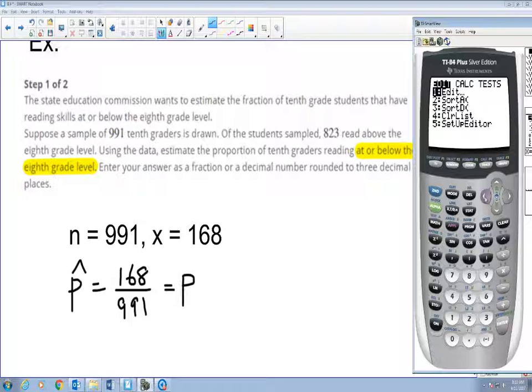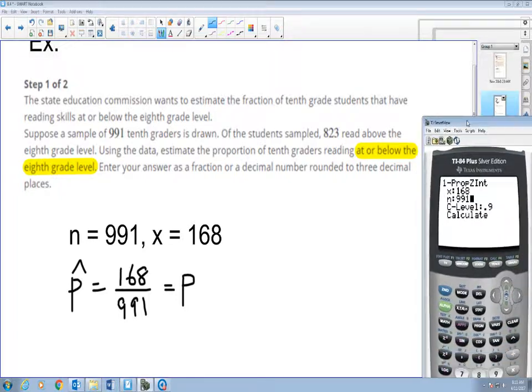Stat, highlight the word test, choose 1-proportion z interval. Okay, not number 5. Number 5 is 1-proportion z test. When we are constructing our confidence interval, the number of students who read at or below is X, sample size 991.